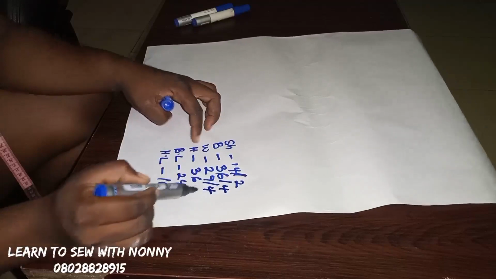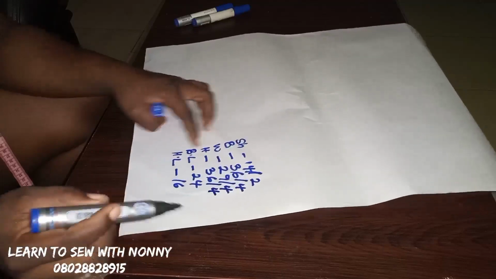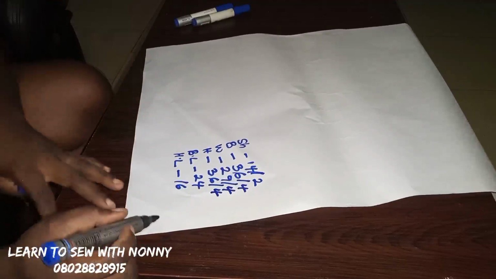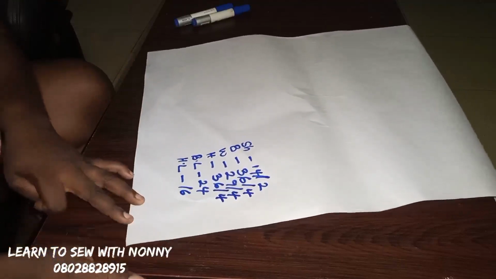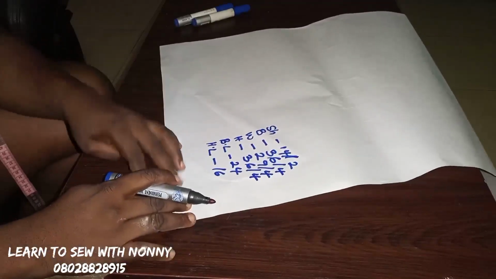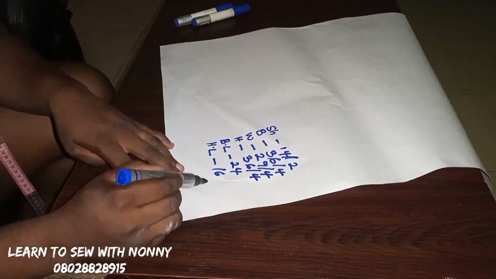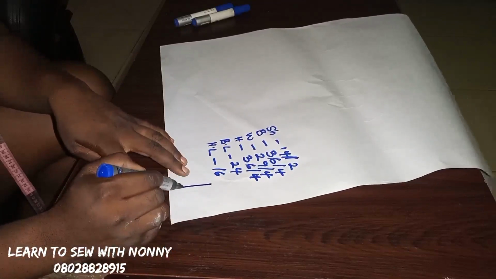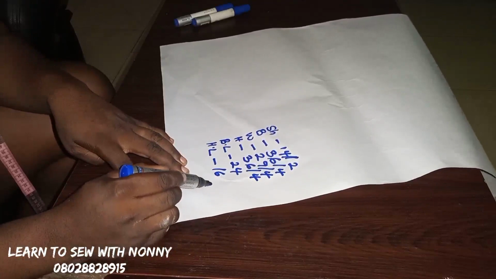Right, so for your shoulder, you're going to divide that by 2. Then the rest of the horizontal measurements, you're going to be dividing them by 4. So it means my bust, my waist, and my hip, I'll divide them by 4. The only measurement I'm dividing by 2 is the shoulder measurement.